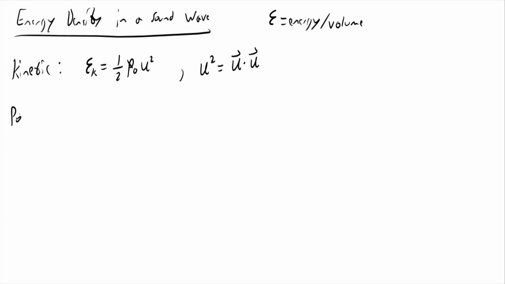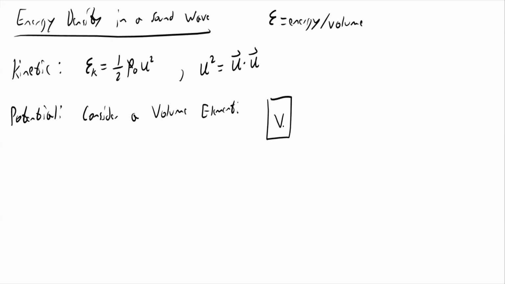Now, potential energy is a little bit more complicated to determine. To do so, we will consider a volume element that has some initial volume V naught and some perturbation pressure of zero, P is equal to zero. So, for example, you could think of this as a control volume at standard temperature and pressure. So there's no deviation from that standard pressure.